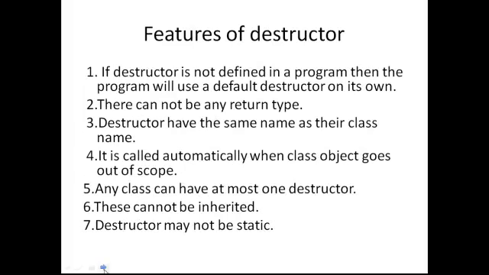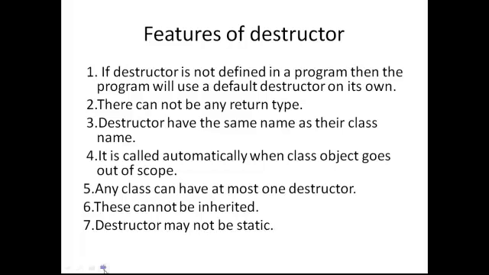First we know some features and then discuss the general syntax and example. If the destructor is not defined in a program, then the program will use a default destructor on its own. Destructor cannot have any return type. Destructor name is the same as the class name. It is automatically called when the class object goes out of scope. Any class can have at most one destructor. Destructor cannot be inherited and destructor may not be static.